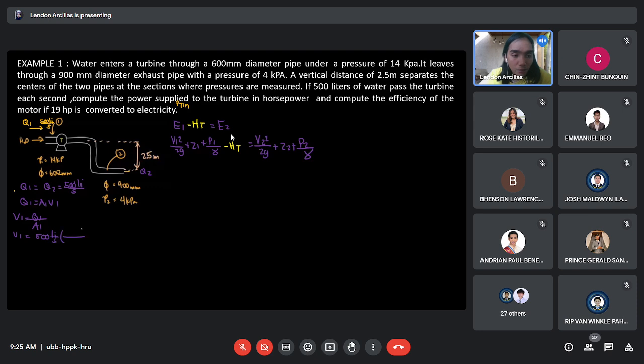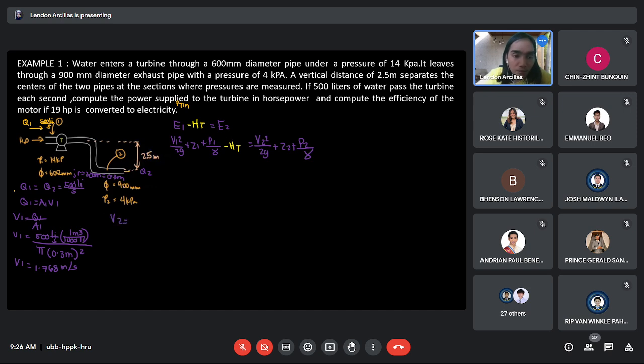Convert ko lang to cubic meter. And then, yung area 1 is 600 millimeter, yung diameter, wherein yung radius niya is 300 mm. That is equivalent to 0.3 meters. Ito yung diameter at point 1. So radius at point 1 is 300 millimeters. In meters, that is 0.3. So area, this is a pipe. So circular, pi r squared. So pi times 0.3 meters squared. So V1 is therefore 1.768 meters per second.